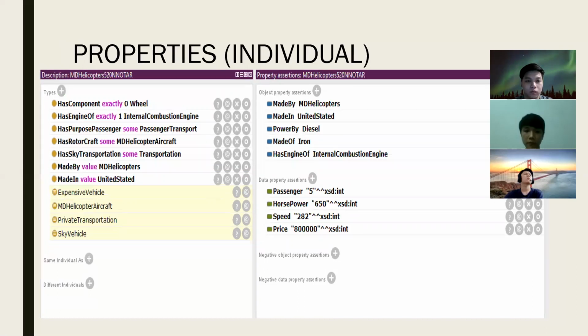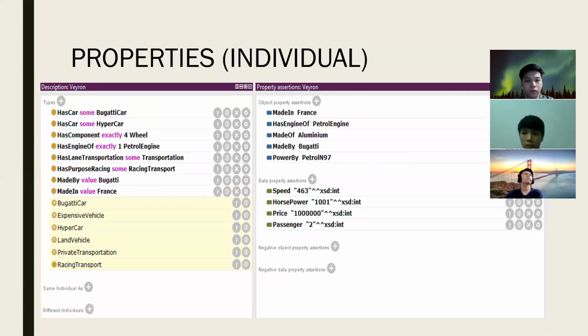The fourth one will be MD helicopter 520N Notar. It is made by the company MD Helicopters in United States. It is powered by diesel, made of iron, and has an engine of internal combustion. It also can take up to 5 passengers at a price of 800,000.